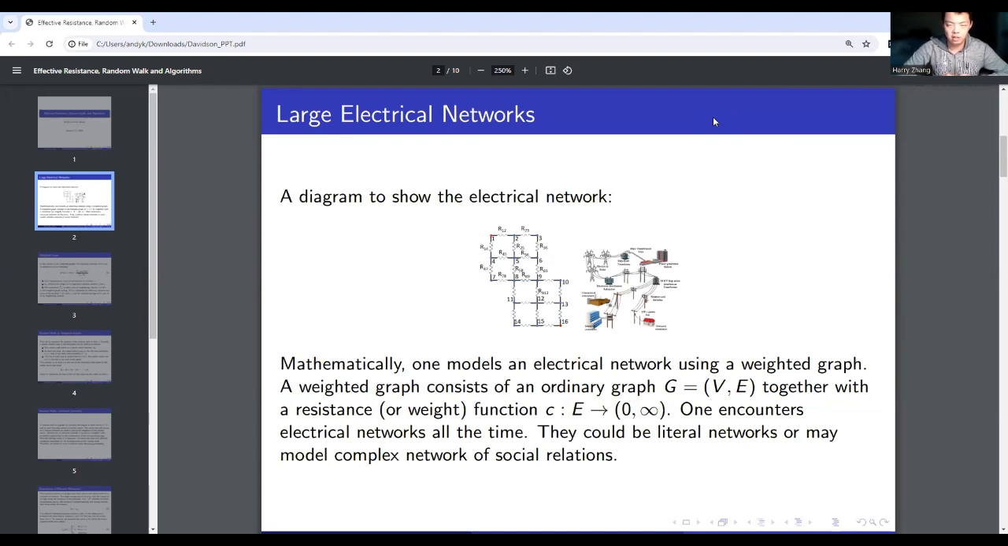First, we must understand what our large electrical network is. Mathematically, one models an electrical network using a weighted graph, consisting of vertices and edges, together with a resistance or weight function to determine each edge. One encounters electrical networks all the time. They could be literal networks or may model complex networks of social relations.